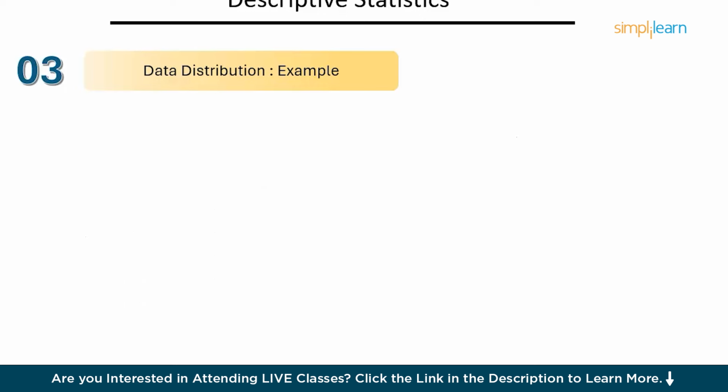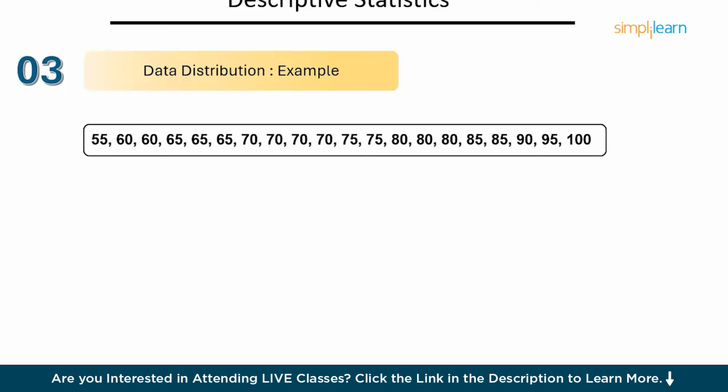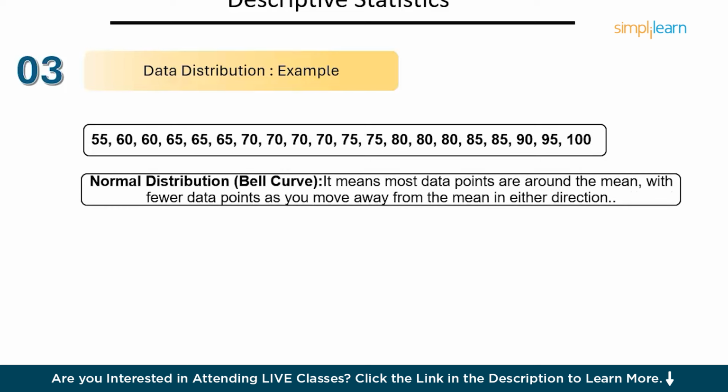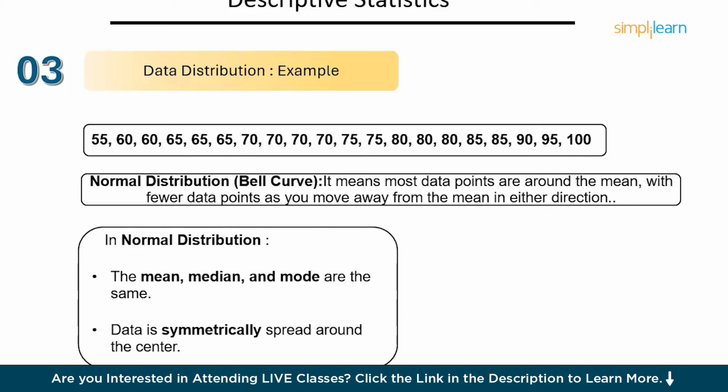Now, moving on to the normal distribution, the second one under data distribution. In some cases, data follows a normal distribution, which forms a bell-shaped curve, and this means most data points are around the mean with fewer data points as you move away from the mean in either direction. In a normal distribution, the mean, median, and mode are the same. Data is symmetrically spread around the center.